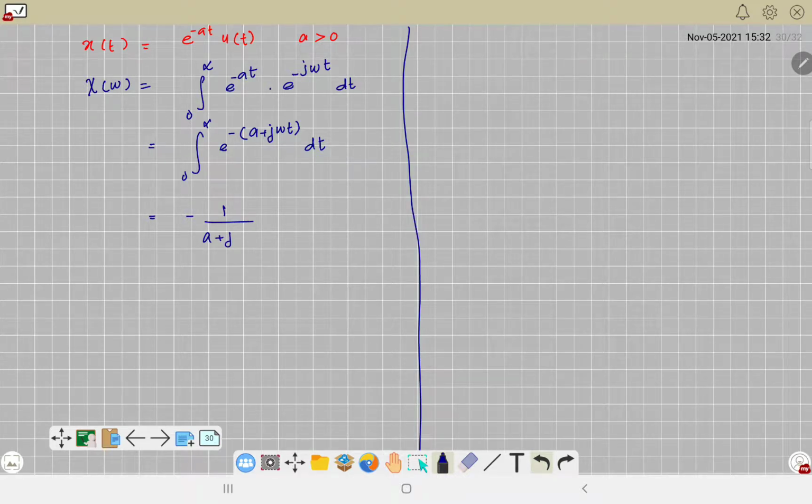You will have it like this, and this will stay as it is, a plus j omega, between the limits 0 to infinity. Then you may proceed to the limits, so it will be minus 1 divided by a plus j omega. The upper limit will render e raised to the power minus infinity, and for the lower limit, okay, this is the common thing, so it will be like this.